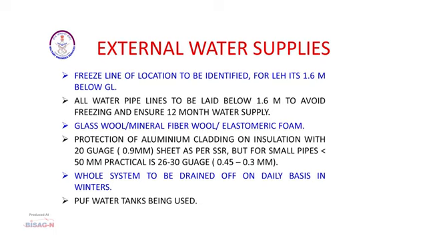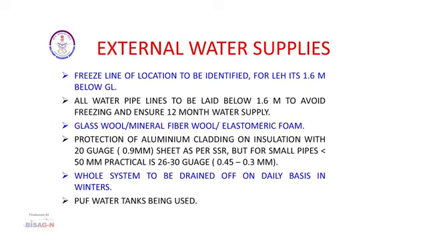And any pipe which is above this 1.6 meters needs to be insulated with glass wool, mineral fiber wool or elastomeric foam. Now, this insulation also needs to be protected from the environment. For that, aluminum cladding is provisioned. In SSR, we have 20 gauge aluminum cladding which is usually specified in the works.